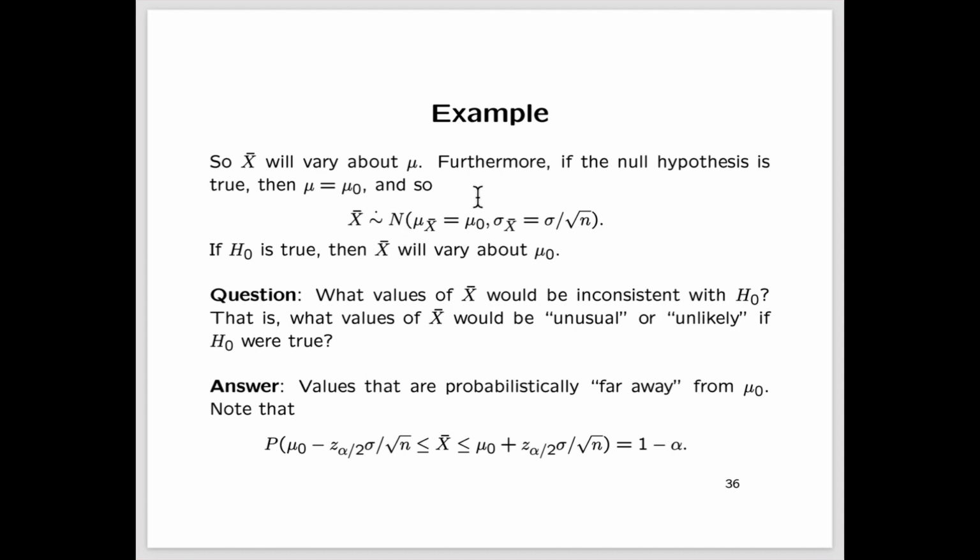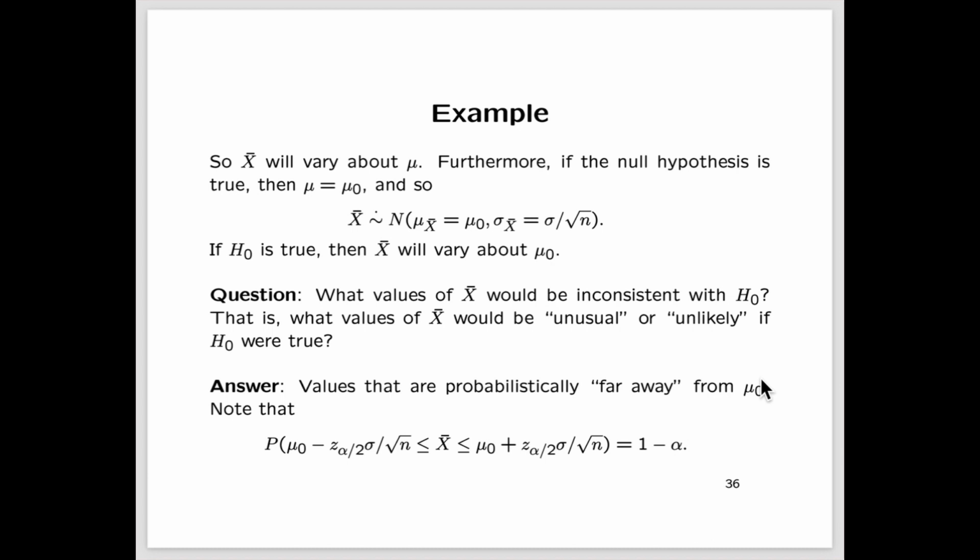So if the null hypothesis is true, then the sampling distribution of the sample mean, x bar, will be centered right at mu sub 0. And so that's what we're talking about here when we say that if the null hypothesis is true, then x bar will vary around mu sub 0.